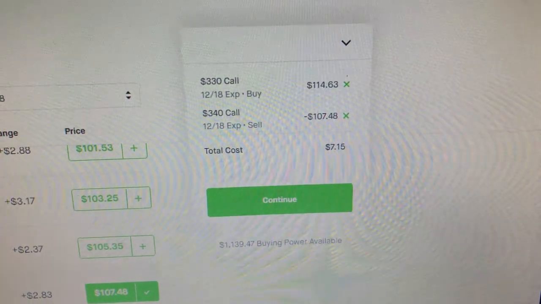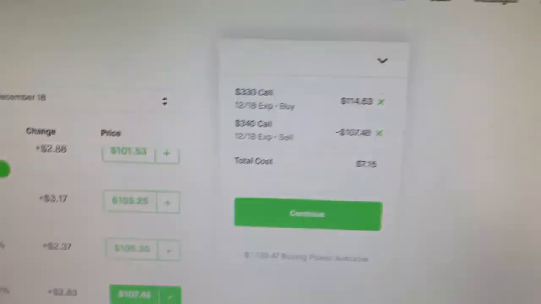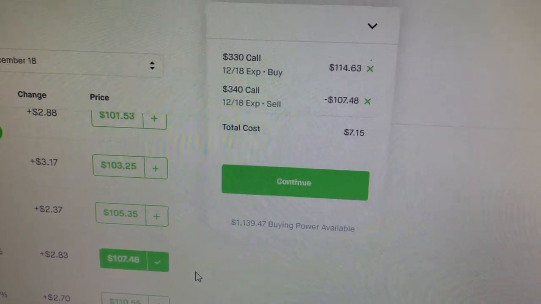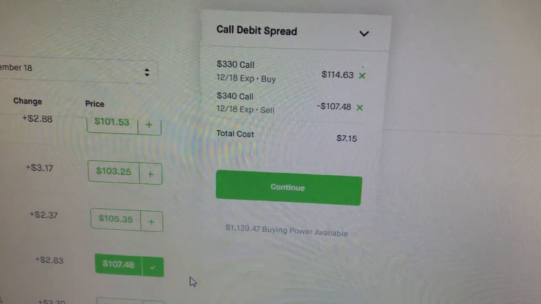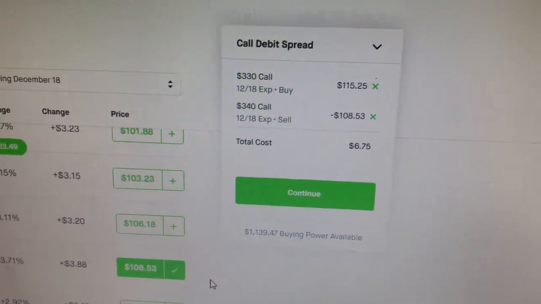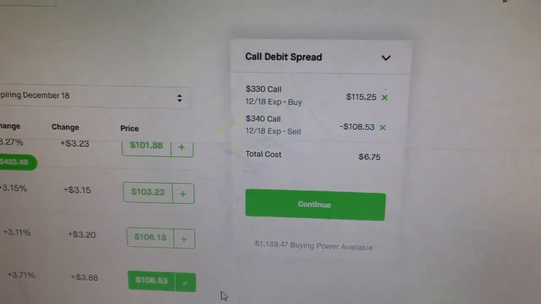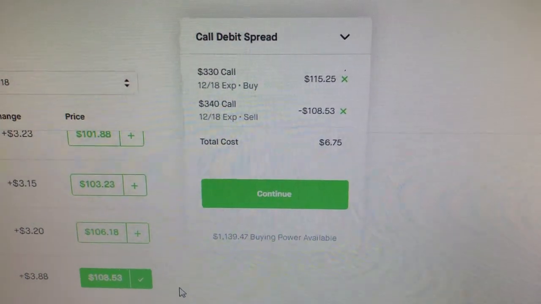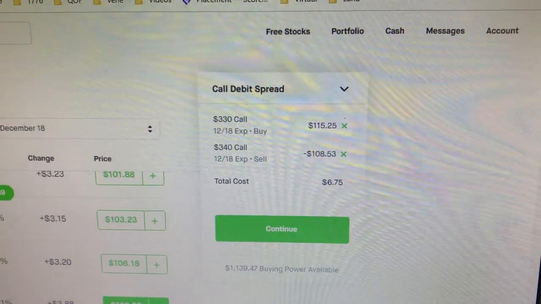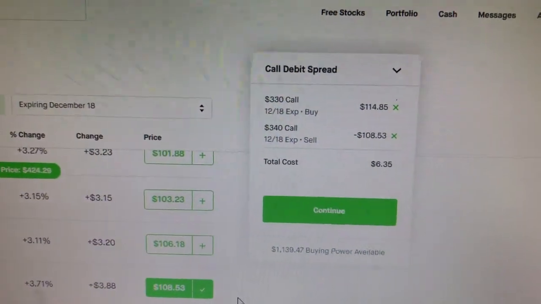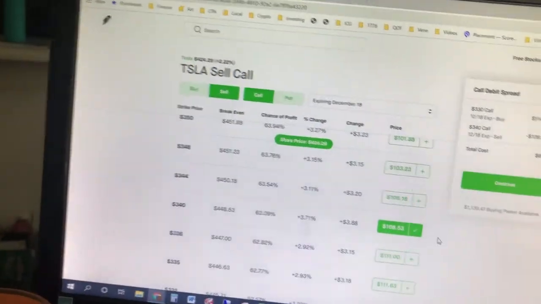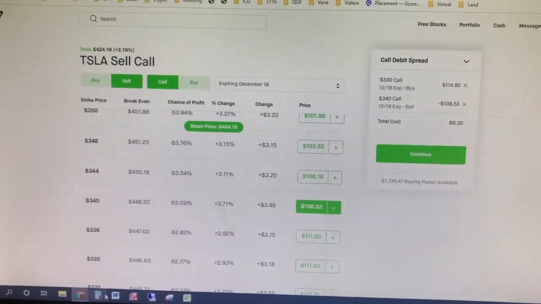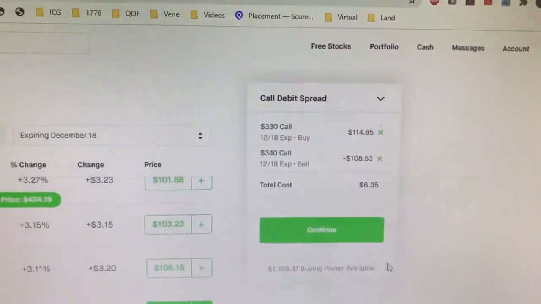So this is what a spread looks like. For the $10 difference, I am buying the 330, selling the 340, and this is going to cost me $7. If everything comes through, if Tesla is above 340 by the end of it, then I get paid $10. So this cost me $7, and it pays me out $10 on December 18th if Tesla is above $340. Now let's go ahead and check the math on that. Well, okay, I'm going to go ahead and put my order in.